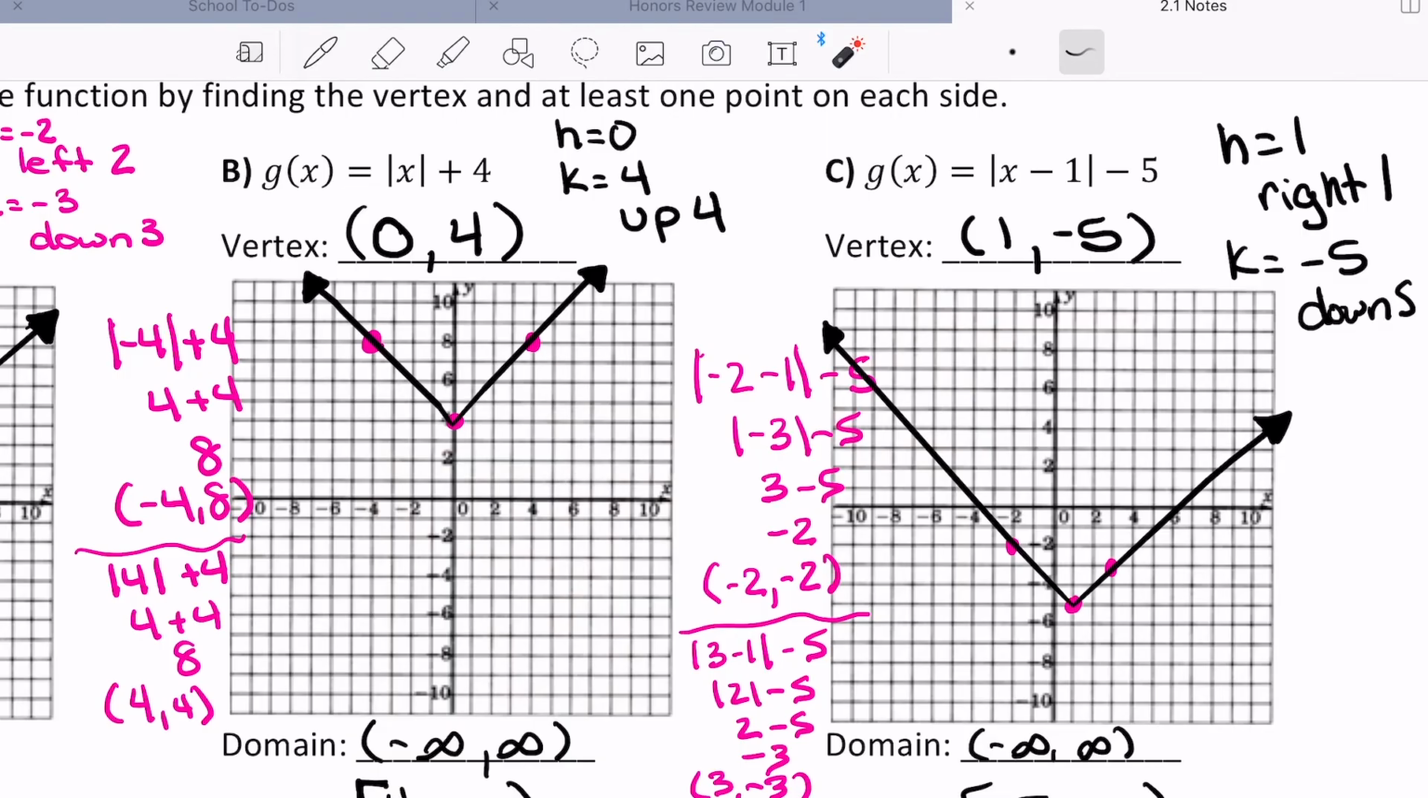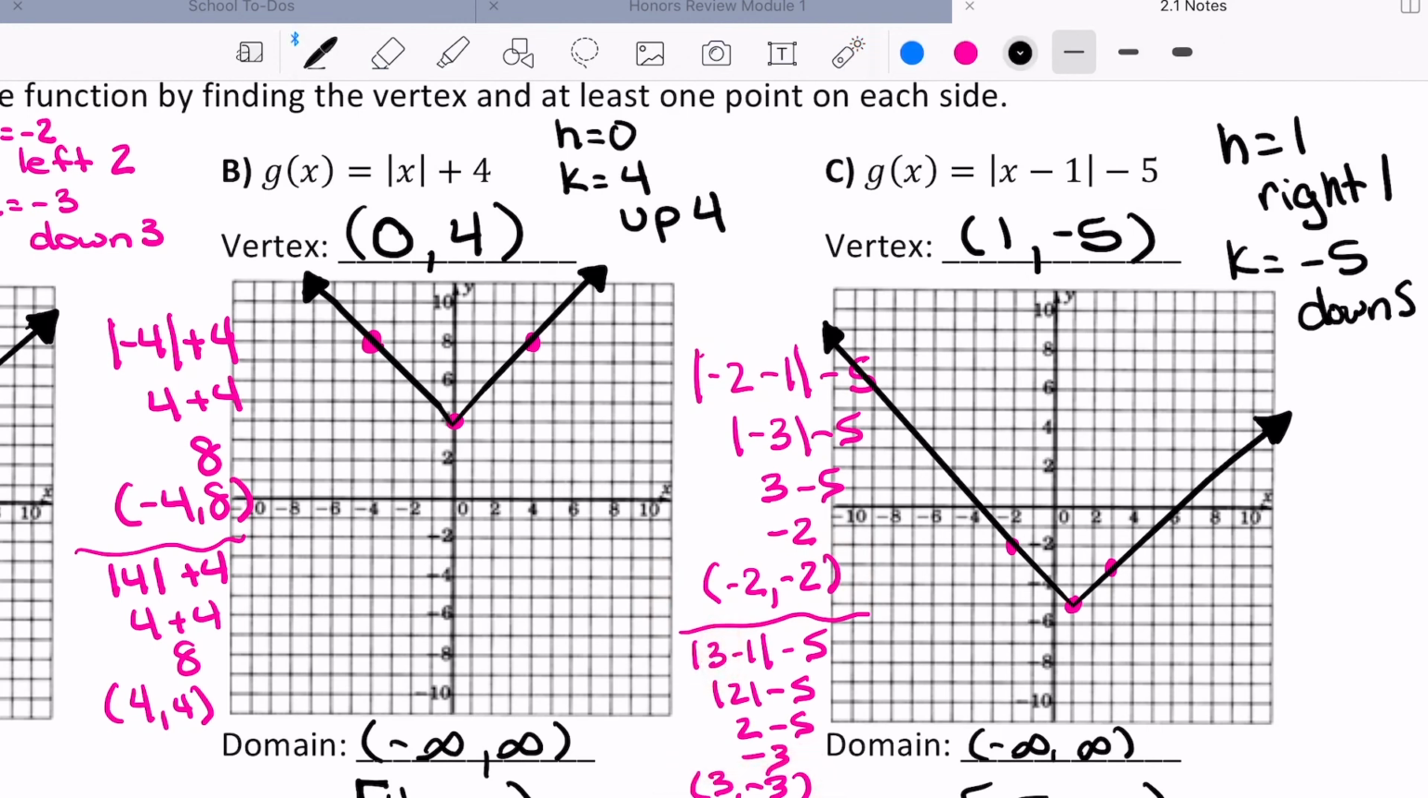All right, this is what you should have for C. You can see the vertex is located at 1, -5, which means we move right 1 and down 5. You can see for my additional points, I used -2 for x, found I have a point at -2, 2. And then I used 3 for x and found a point at 3, -3.